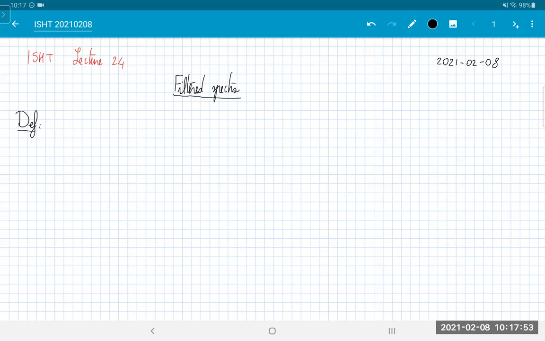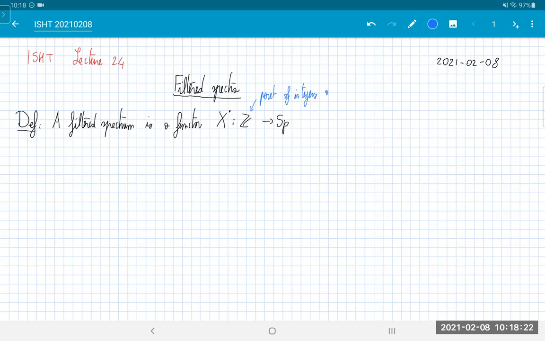So first of all, what is a filtered spectrum? A filtered spectrum is just a functor X bullet from Z to spectra, where Z is just the poset of integers with decreasing order. That is, it is a diagram of the form X_{s+2} goes to X_{s+1} goes to X_s, X_s goes to X_{s-1}, etc.